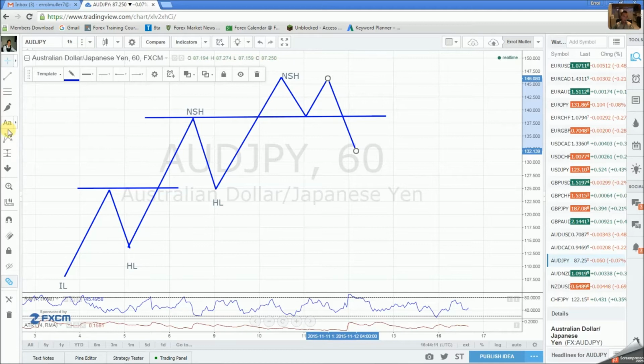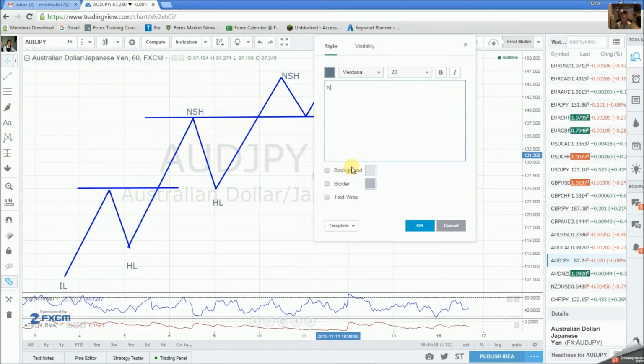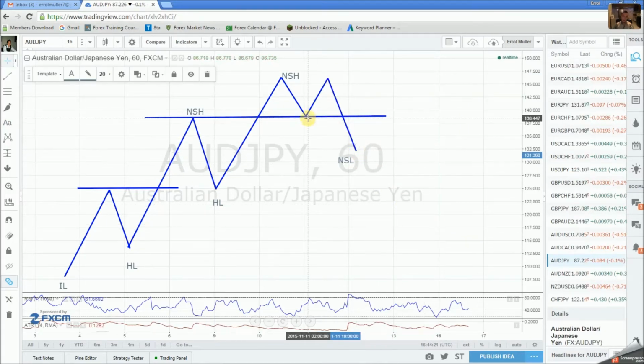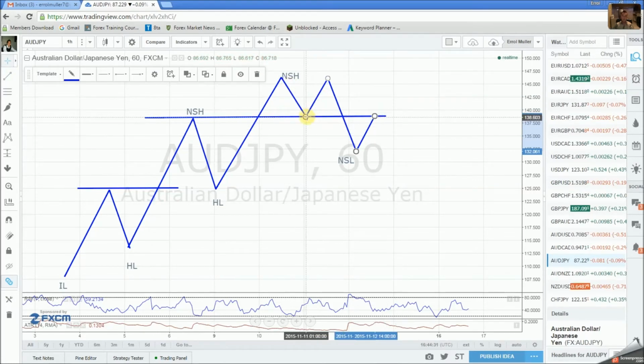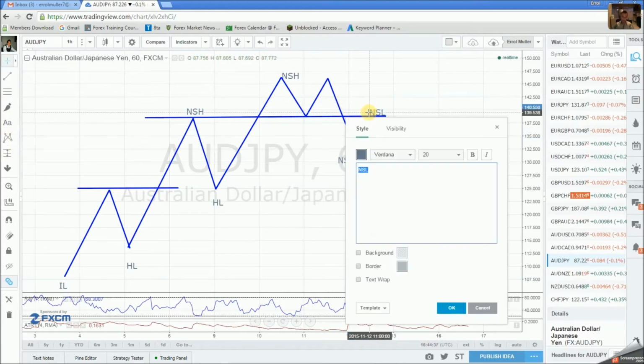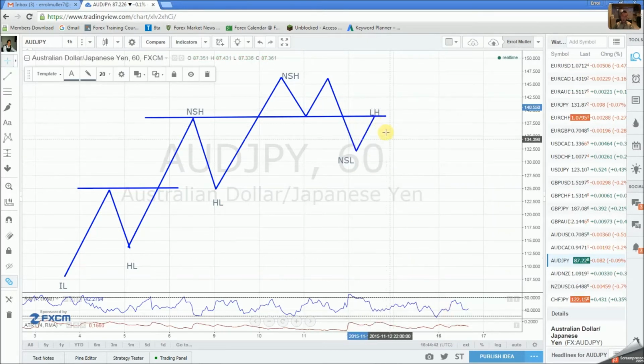So what do we call this? We will call this our new structure low. Why? Because this low here is lower than this low. Then the market decides to put in a retracement. Where do we pull back to? Previous structure support now becomes previous structure resistance, and this we will call the lower high. Why do we call it the lower high? Because this high is lower than this high here.